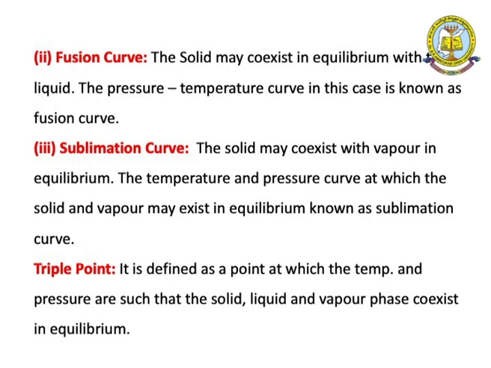The third one is the sublimation curve. The solid may coexist with vapor in the equilibrium state. The temperature and pressure curve at which the solid and vapor may exist in equilibrium is known as the sublimation curve. You need to know what the triple point is. It is the point at which the temperature and pressure are such that the solid, liquid and vapor phases coexist in equilibrium, that is, in a stable state.